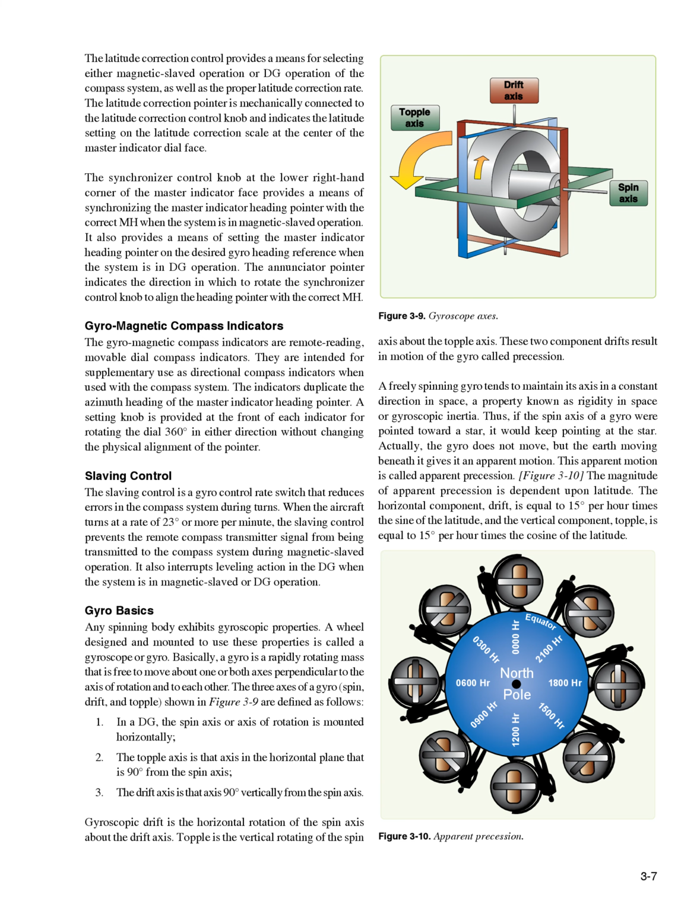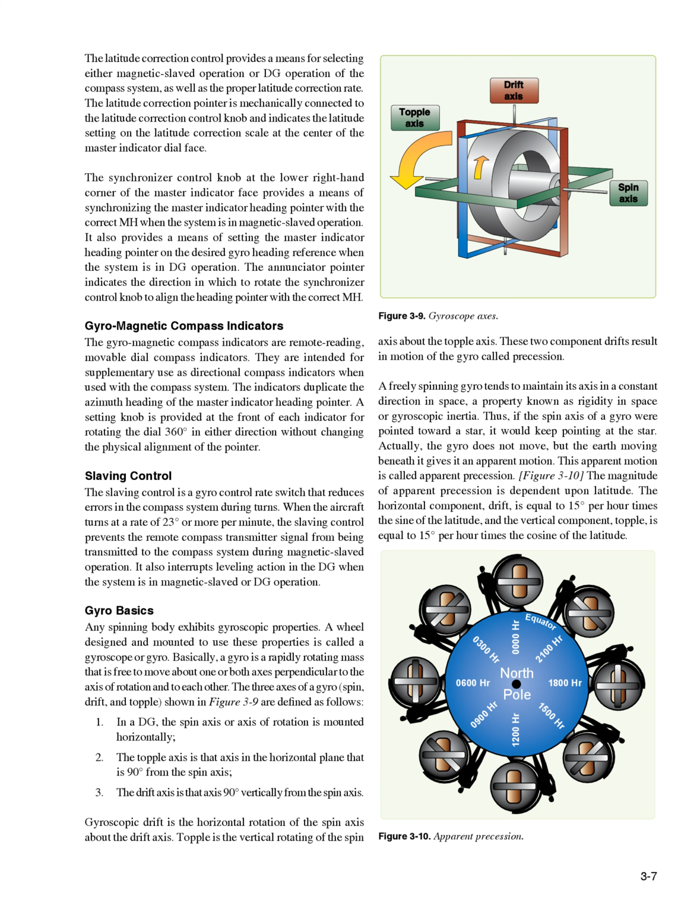Gyro basics. Any spinning body exhibits gyroscopic properties. A wheel designed and mounted to use these properties is called a gyroscope or gyro. Basically, a gyro is a rapidly rotating mass that is free to move about one or both axes perpendicular to the axis of rotation and to each other. The three axes of a gyro, spin, drift, and topple, shown in Figure 3.9, are defined as follows.